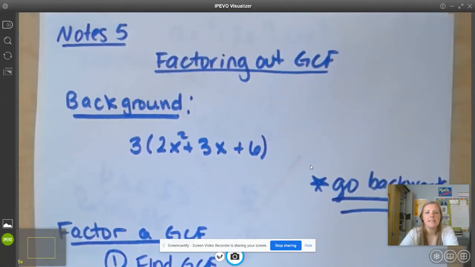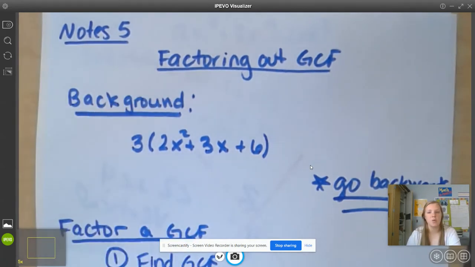Hello. Today we're going to start learning how to factor, which is our next major topic in our work in Algebra 1. We have been working with polynomials when we've learned how to add, subtract, and multiply. And so now we're going to work backwards from that. That's what factoring is. We're going to work backwards from multiplying and try to find what the original answer is. So these are notes 5. If you can record this in your notebook, that would be great.